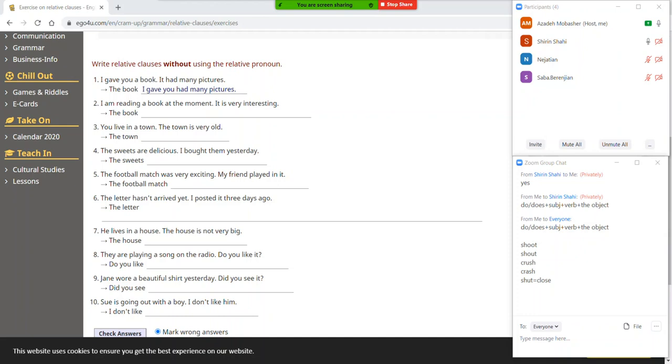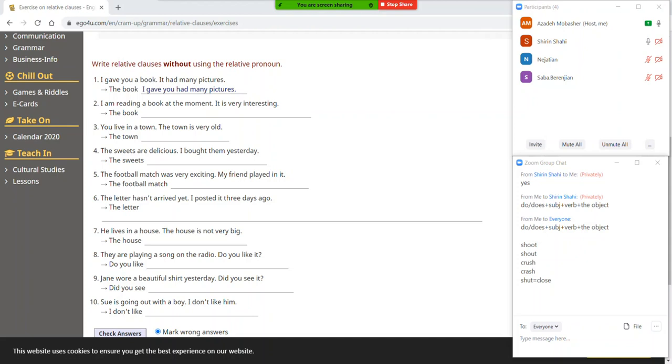The sweets are delicious. No Shirin, I'll give you another hint. First of all, pay attention to the order of the sentences. See, the first one. I gave you a book. It had many pictures. The first sentence is, I gave you a book. And the second one is, it had many pictures. Then they mixed the two sentences and made a bigger one.